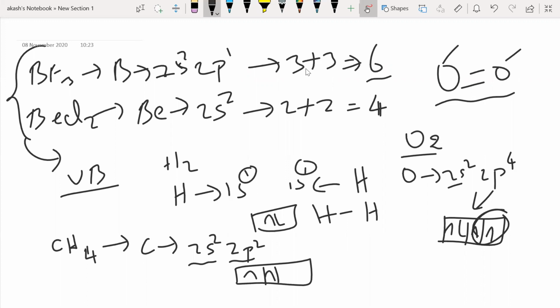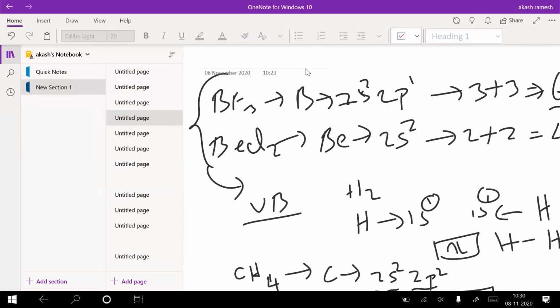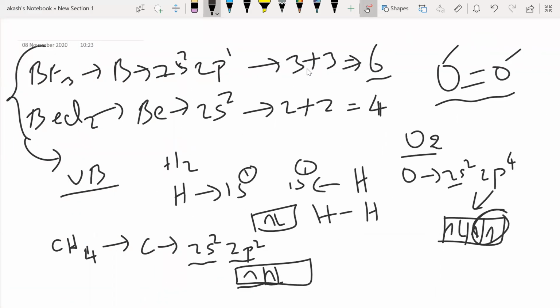Now according to valence bond theory, tell me, carbon can form a maximum of how many bonds? I know it can form a maximum of 4, but according to valence bond theory, how many can it form? Sir, is it 2? Yes. The number of unpaired electrons decides how many bonds it can form. I have only 2 unpaired electrons in the valence shell of carbon, so it can form only 2 bonds according to valence bond theory.